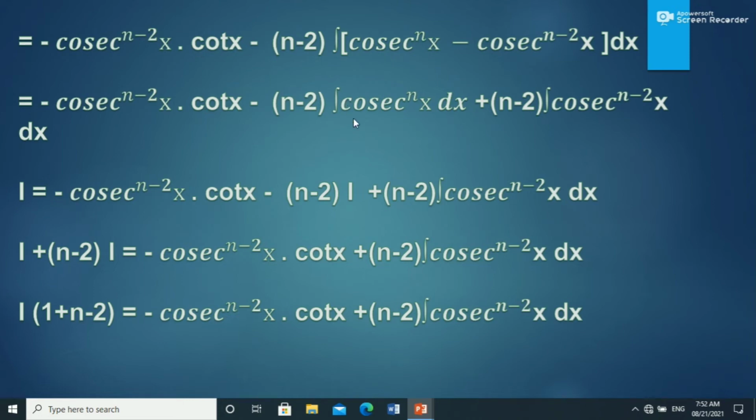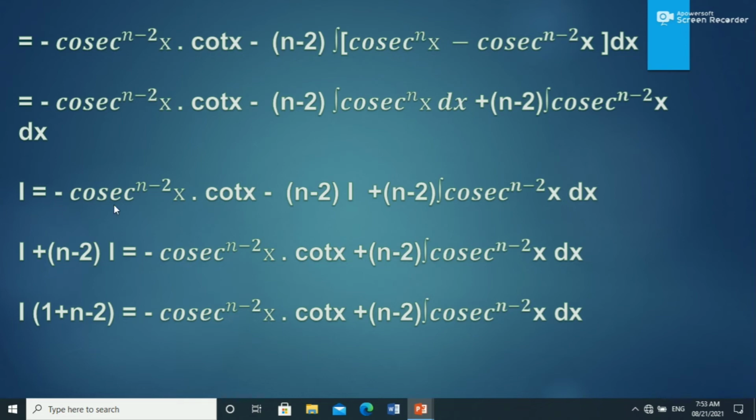here integral of cosec^n x dx. It is a repeated integral. That's why, by equation number 1, that is I, this is I equal to integral of cosec^n x dx, as we considered earlier in the first equation. Then in this integral we can replace this integral by I.